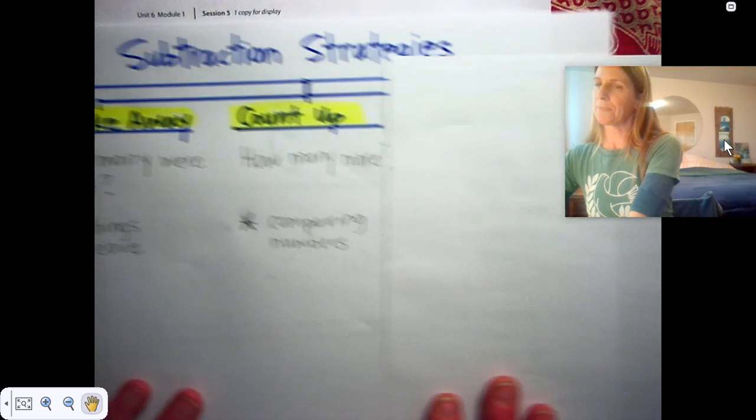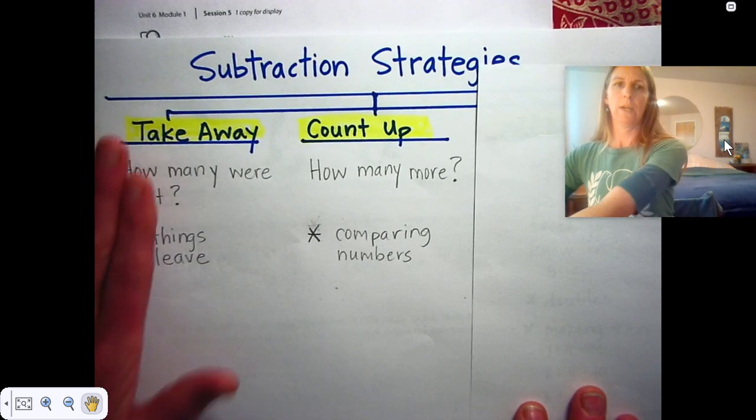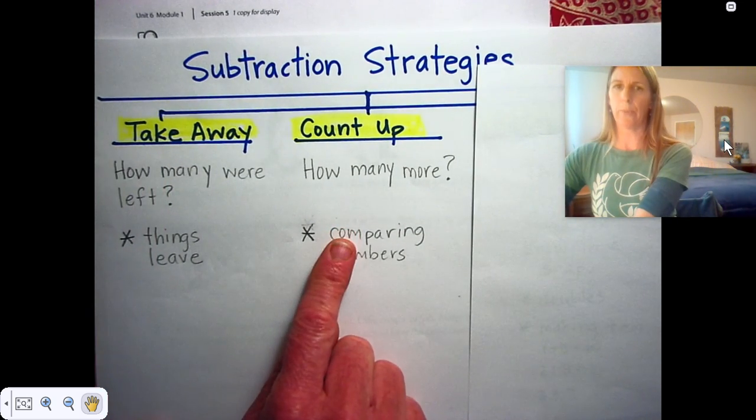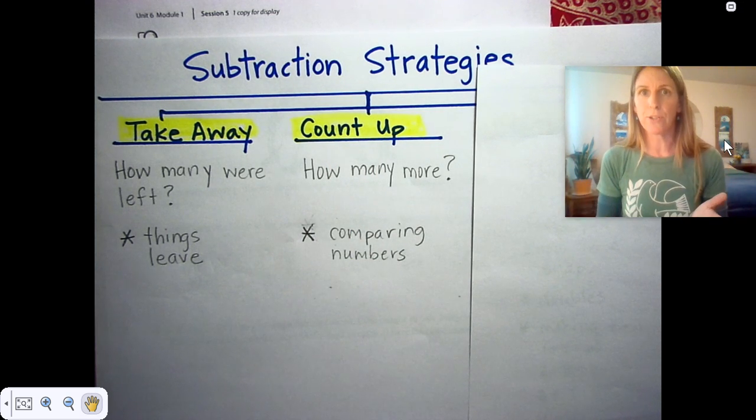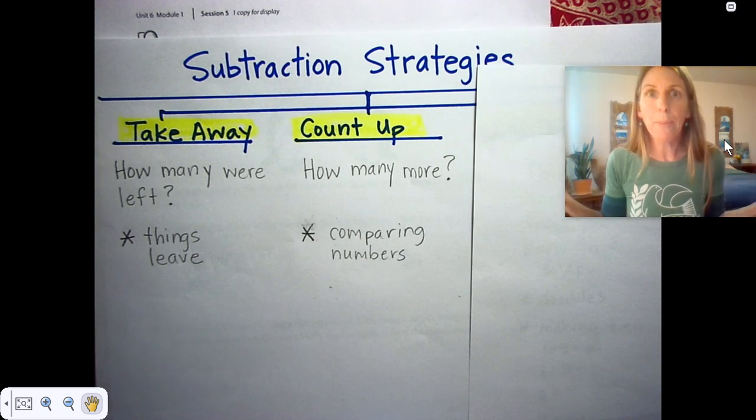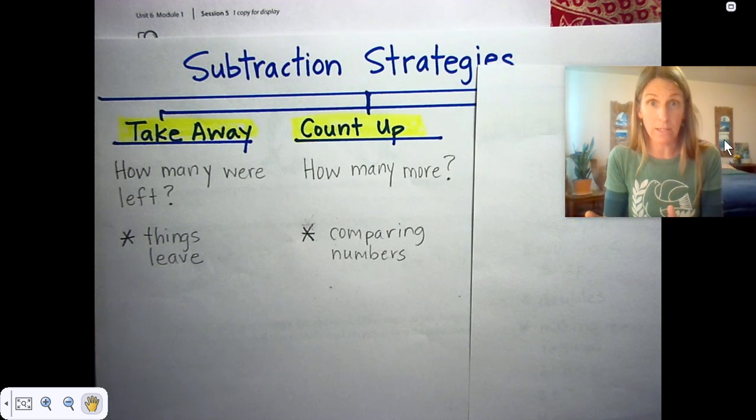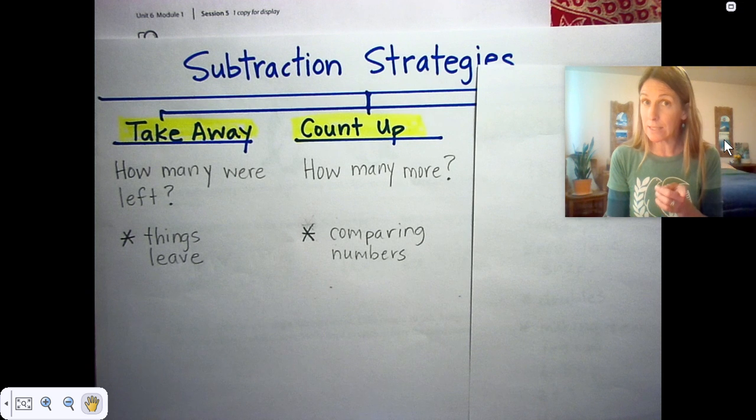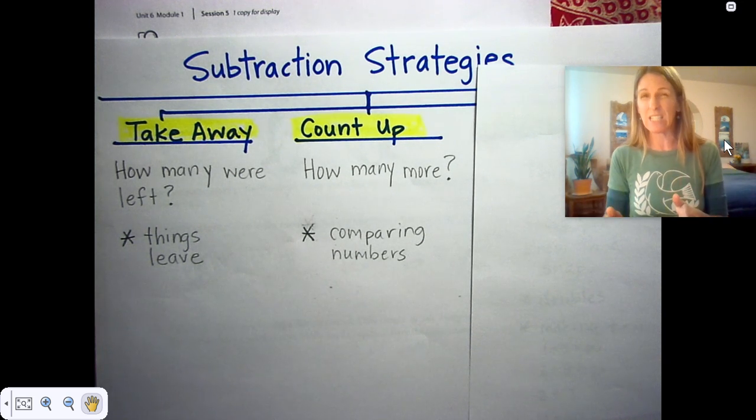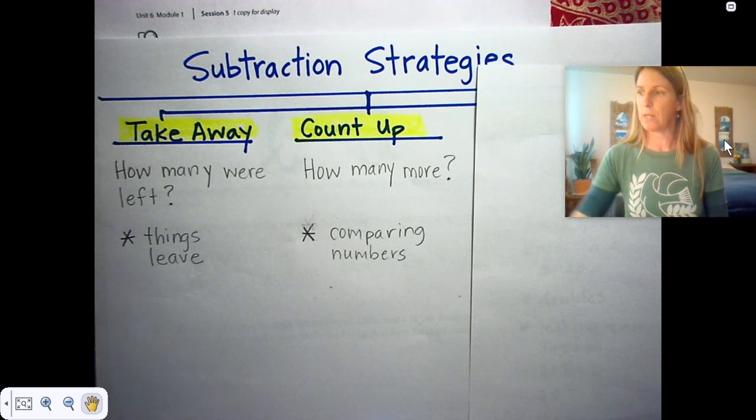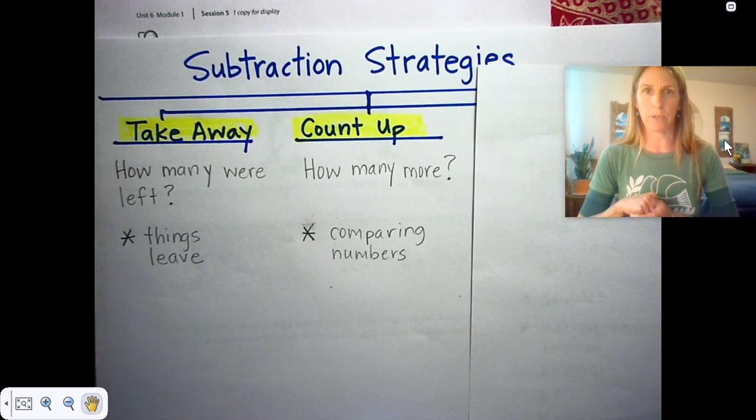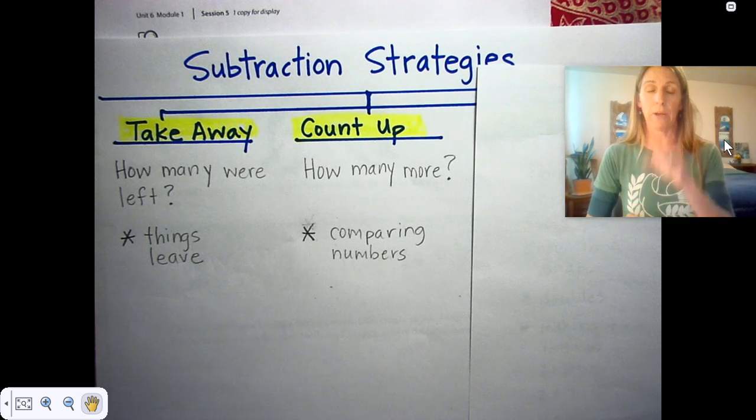So, takeaway and now counting up. With the count up strategy, you'll usually have a question that says, how many more? It's a comparison problem. And we practiced these probably a couple months ago, where you're comparing 2 different numbers. So that's why I wrote comparing numbers there. So when you count up, you're comparing.